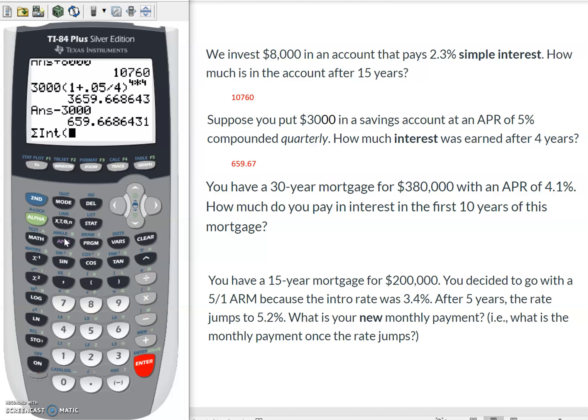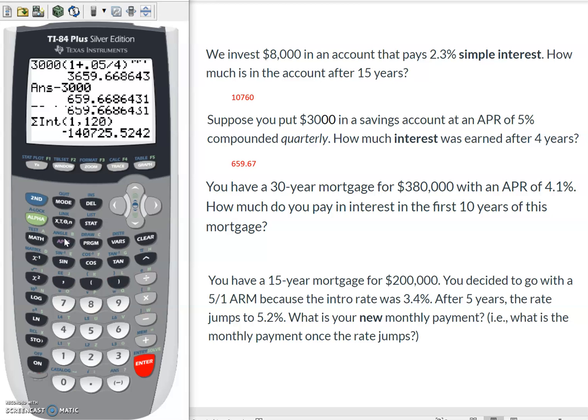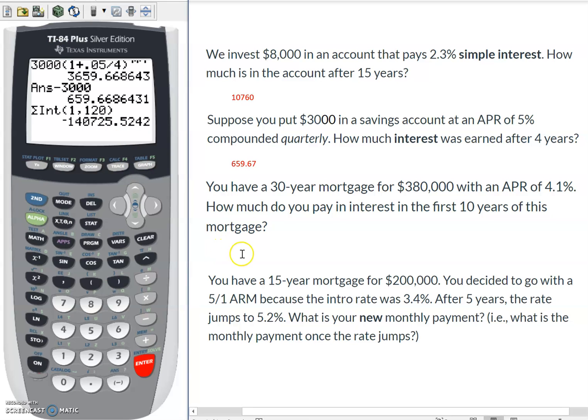Remember, this is from what payment to what payment. So from payment 1 through the first 10 years. You can do 10 times 12, or you can just say that's 120 payments. If you do that in this particular case, again, it's going to be different depending on which situation you were in, you've got about 141-ish thousand just in interest.